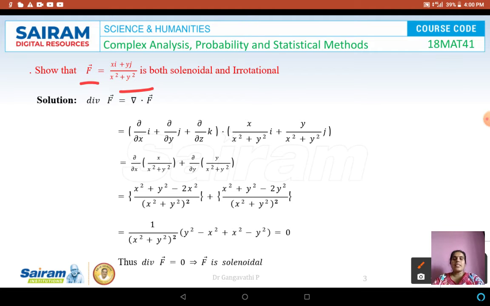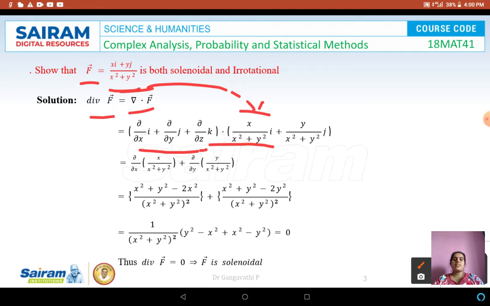So now let us consider divergence f, that is nothing but del dot f. What is del? Del is nothing but dou by dou x i plus dou by dou y j plus dou by dou z k cap, dot product with vector f. Vector f, as it is, would become a little complicated, so we are going to split it like this: x by x square plus y square i cap, and the second term is y divided by x square plus y square into j cap. Now let us perform the dot product between these two vectors.